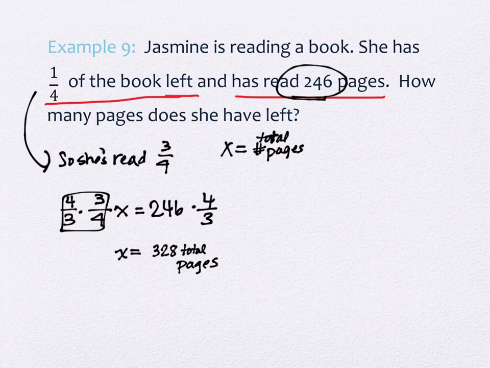So I found the total number of pages. How do I find how many she has left? Subtract how many she's read. Yep, 328 is how many there are, and 246 is what she's already read. If I subtract that, what do I get? 82. So there are 82 pages left.